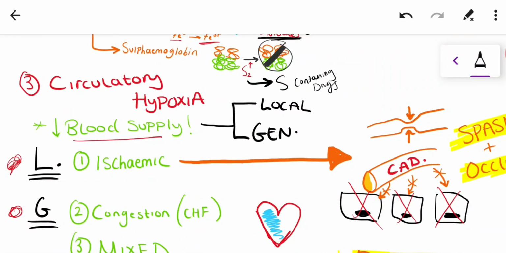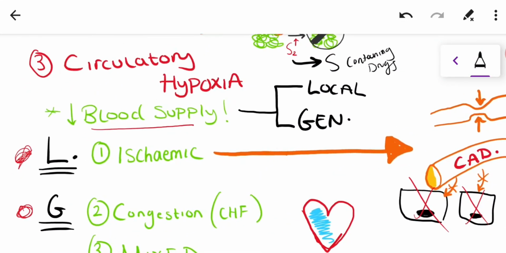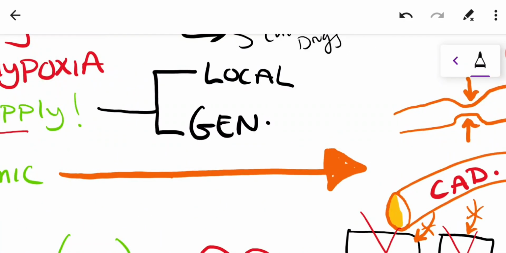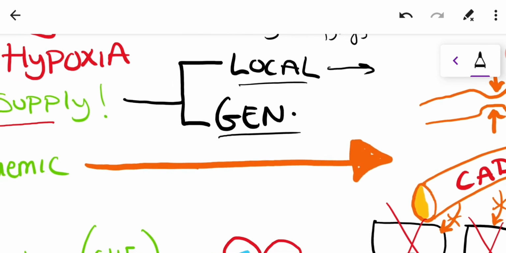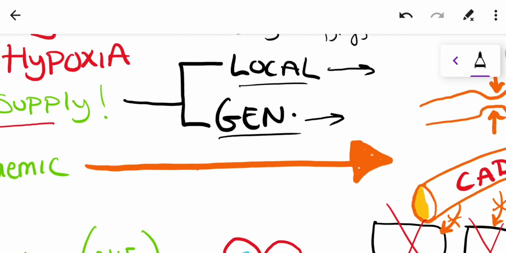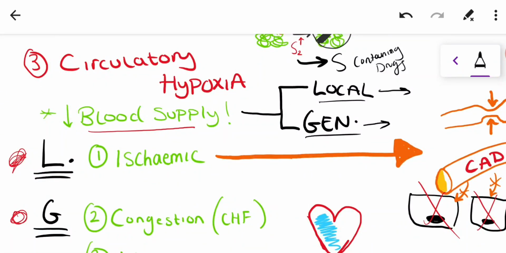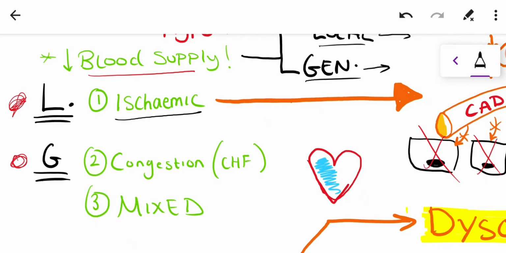Circulatory hypoxia. This is all about the quantity. This is all about the blood supply. Blood supply can be local, general. What would happen if it's local? It would cause ischemia. What about general? It would cause congestion. Local ischemia. Okay? You won't find systemic ischemia. You would find local ischemia. Where would you find it? Normally in the coronary arteries.